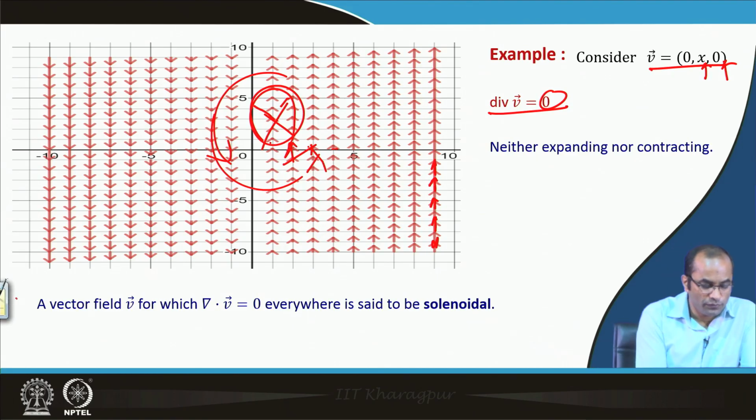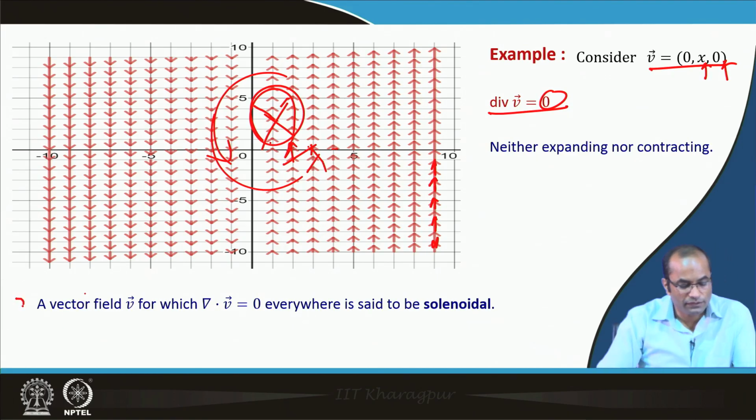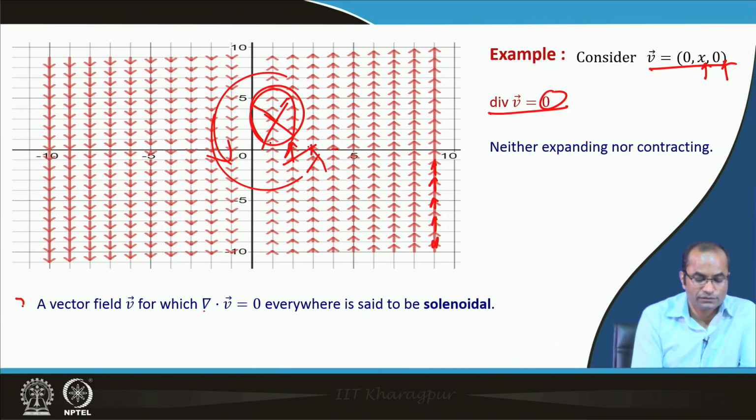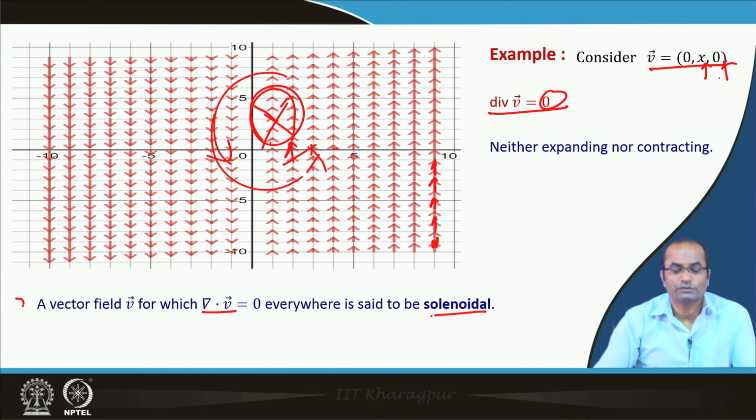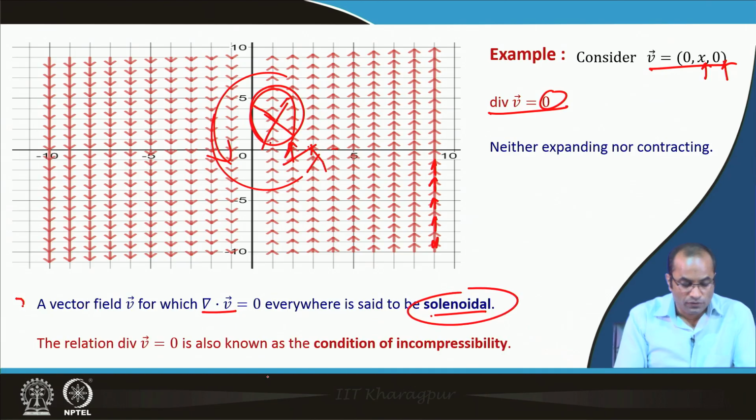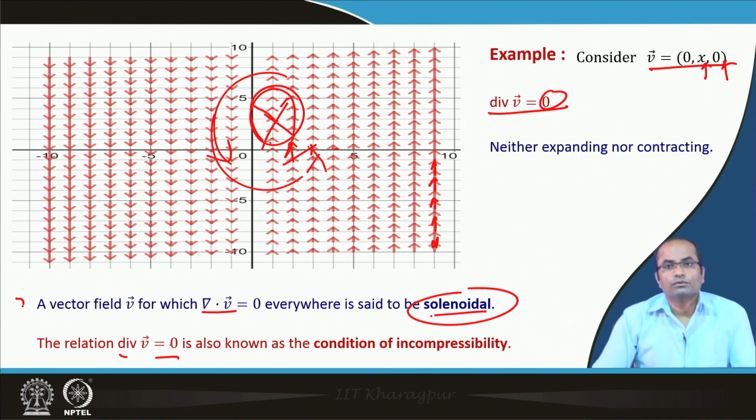There is one more point here: a vector field V for which the divergence is 0 everywhere is called solenoidal. For instance, for this vector field the divergence is 0 everywhere, so this vector field is called solenoidal. This relation, divergence V equal to 0, is also known as the condition of incompressibility, because there is no compression or contraction happening here.